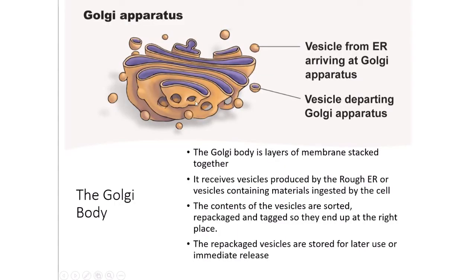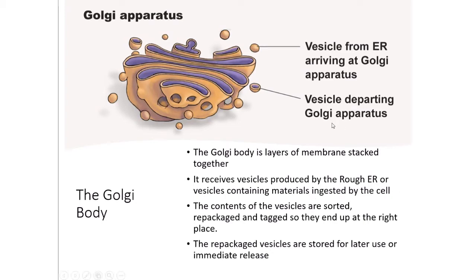Next, we have something called the Golgi body or the Golgi apparatus. It's called the Golgi body because it's named after the Italian scientist Camillo Golgi, who basically discovered the organelle. The Golgi body consists of several layers of membrane stacked together. And the function of the Golgi body is basically to receive the vesicles that are produced by the rough ER or vesicles that are going to be ingested by the cells.